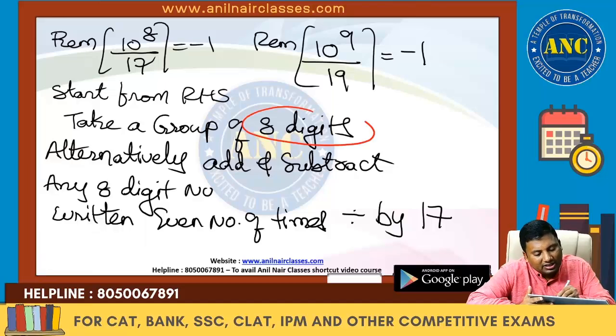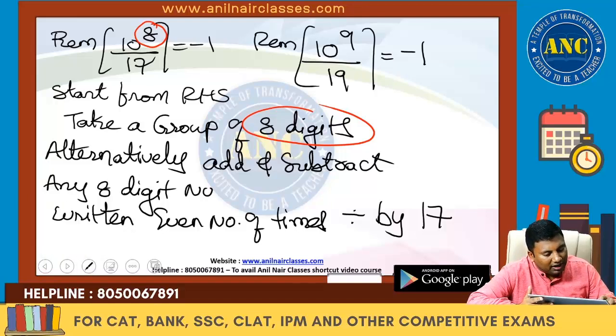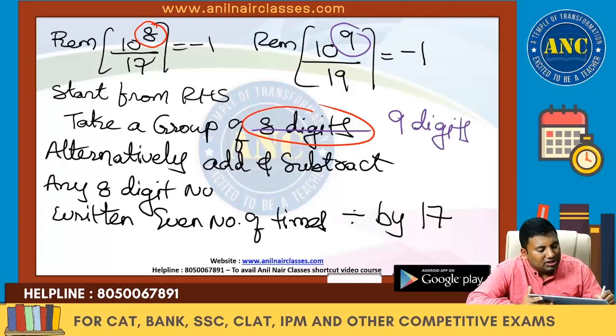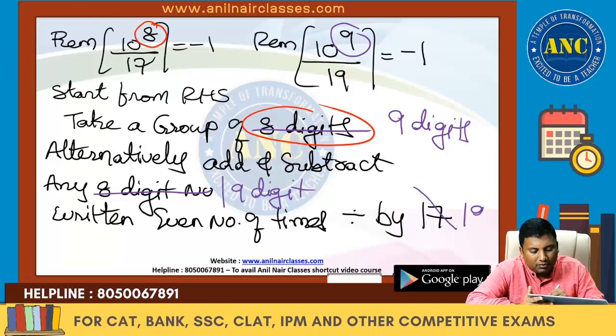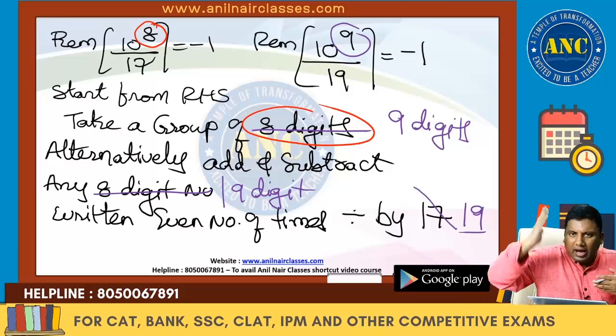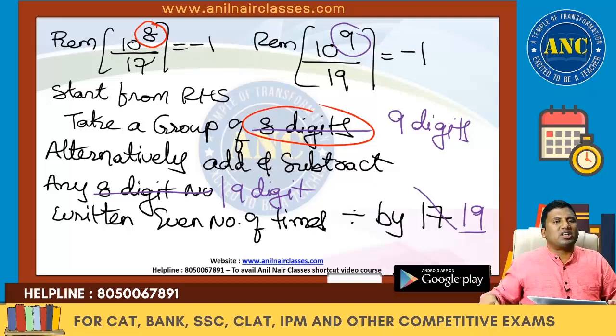Why did these 8 digits come? Because the power is 8. Suppose the power is 9, these 8 digits will become 9 digits, and these 17 will become 19. Simple. Once the foundation is strong, you can build as many floors as possible.